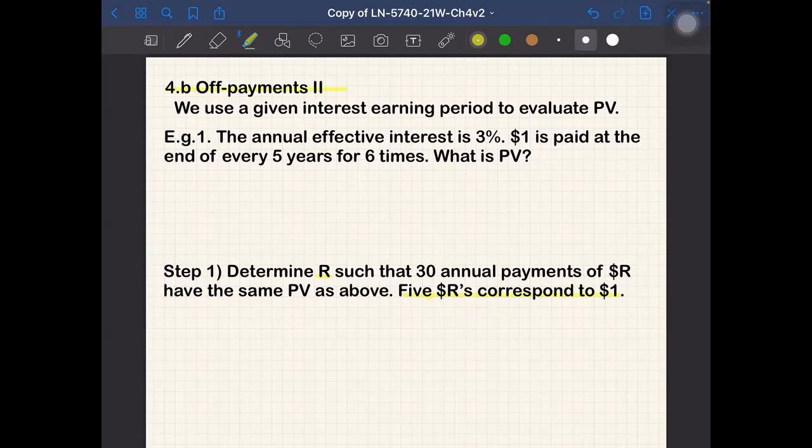So example 1. The annual effective rate is 3% and $1 is paid at the end of every 5 years for 6 times. What is PV? This is the same question as the last time, but this time we use 1 year as the time unit, because the interest rate is given annual. So time unit, 1 year. And we use a new idea to calculate this present value.